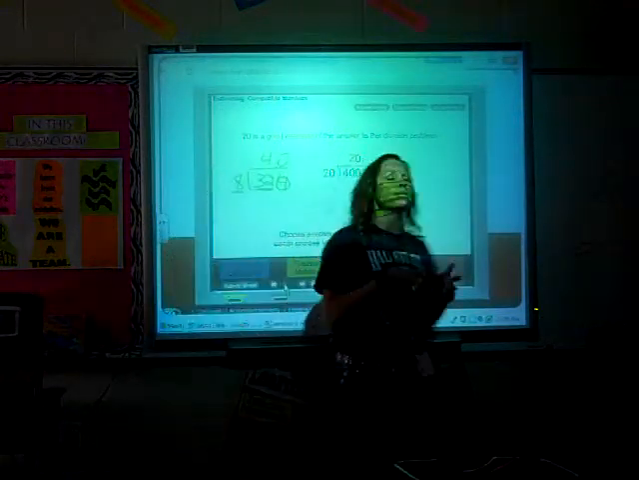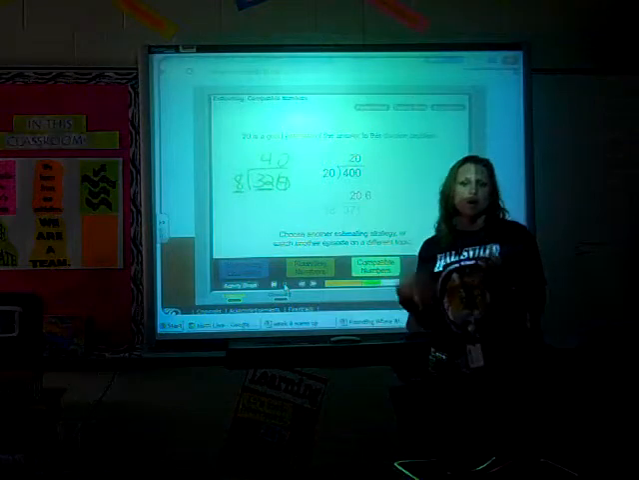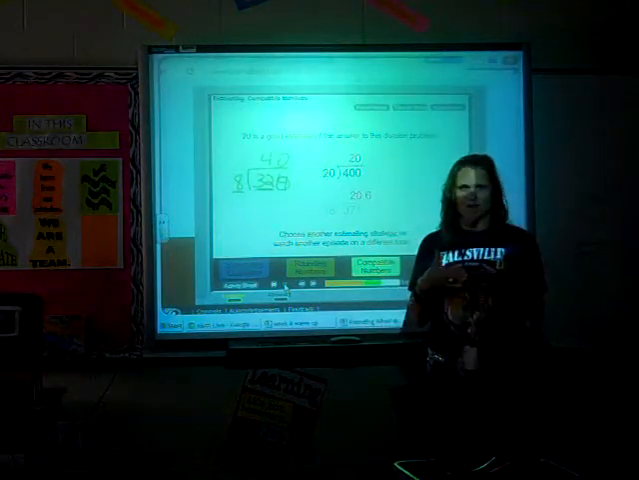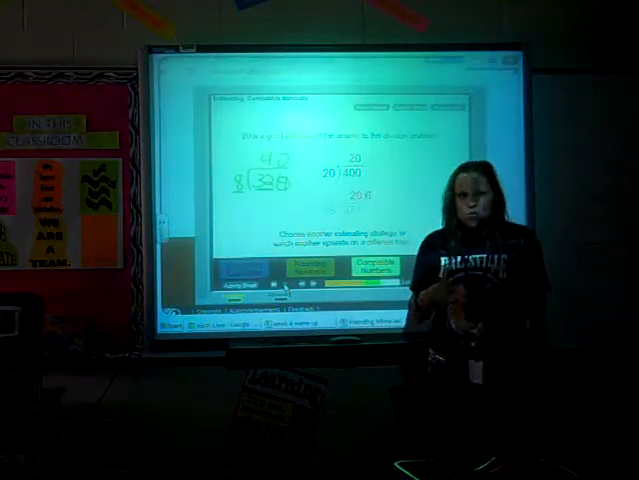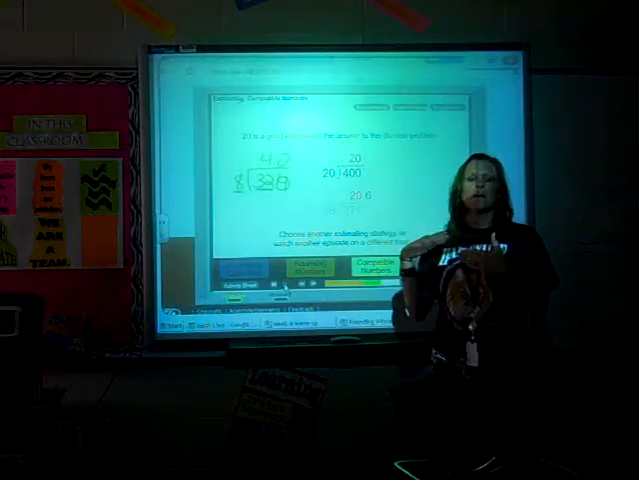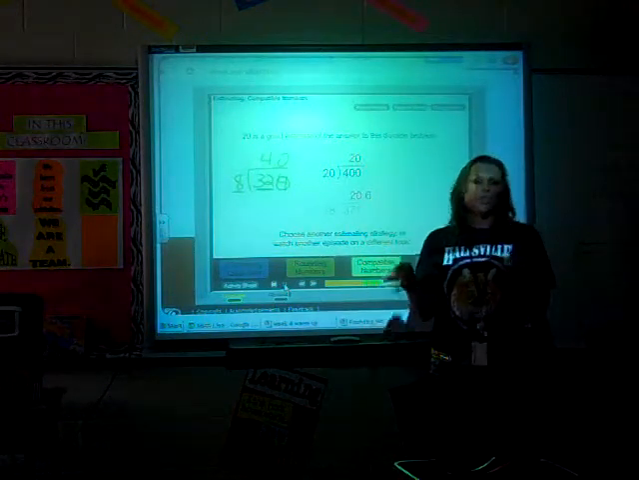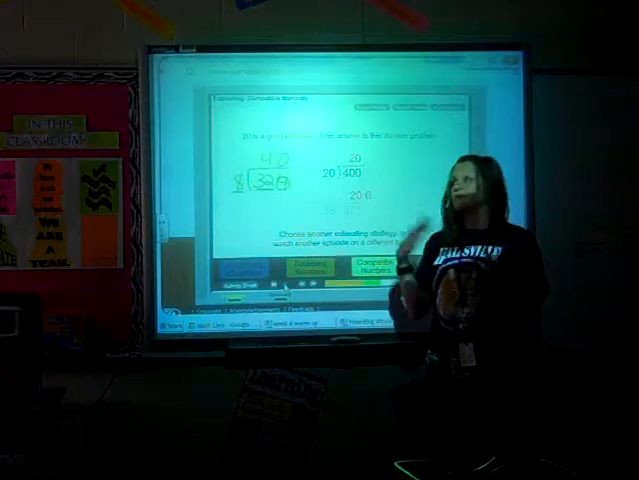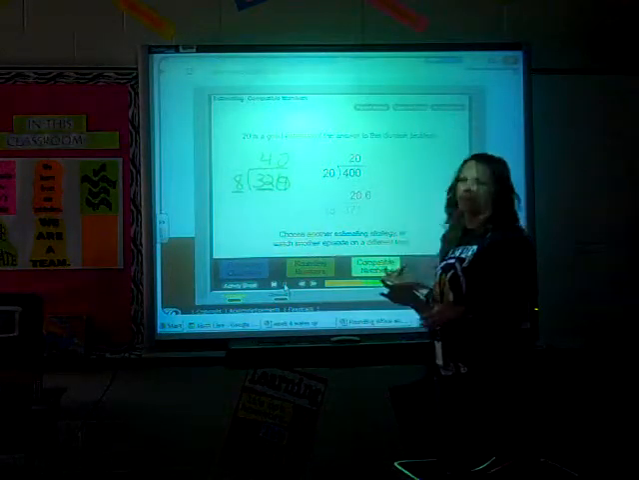Compatible numbers are just something that make it easier for you to work with these numbers to get a guess in your head. We're not looking for an exact answer in the problem. It says about, or it says your best estimate. Those are the kind of things that you're going to use compatible numbers for.